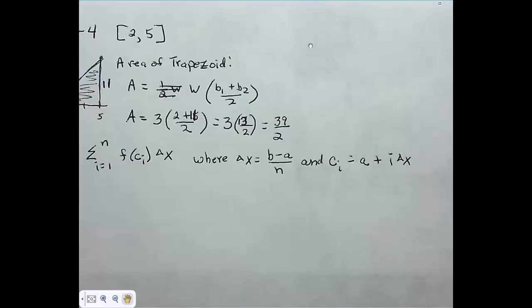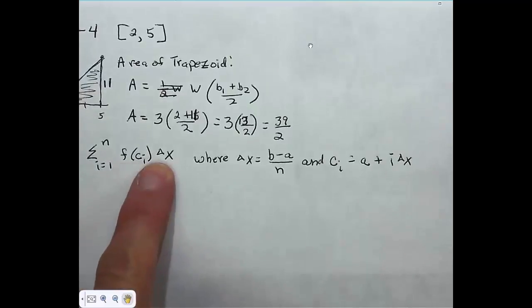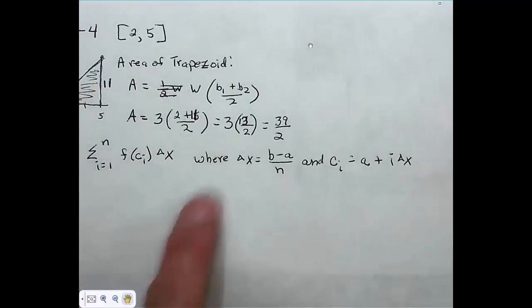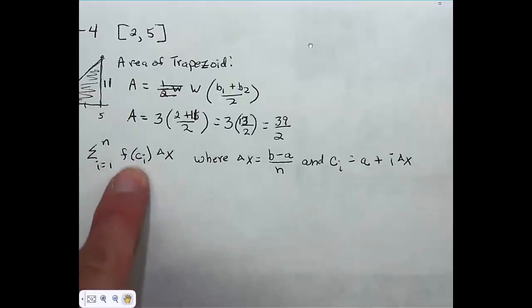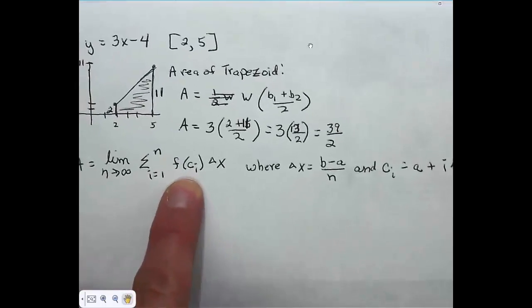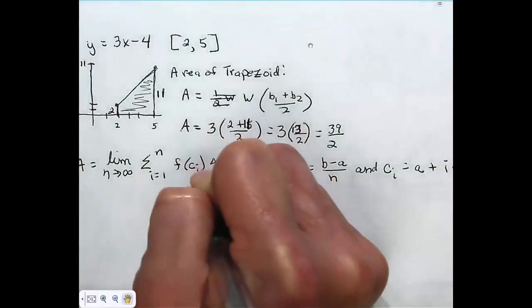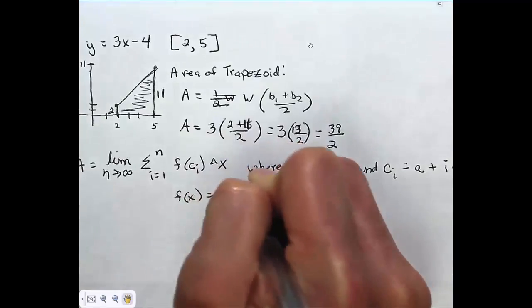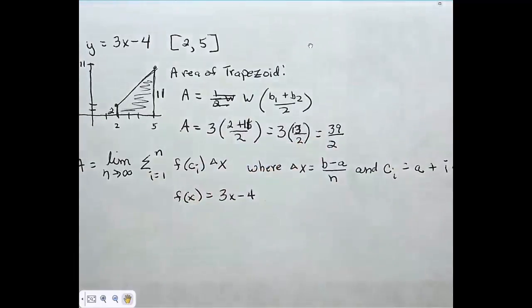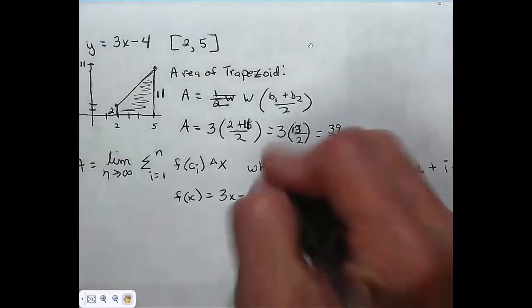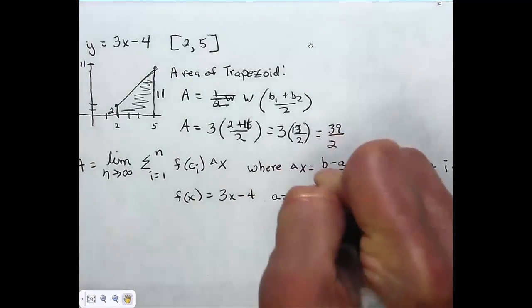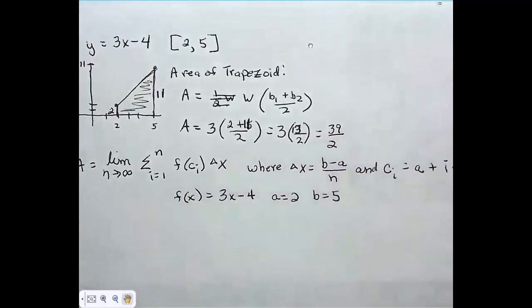What's my function? This f of c sub i, what's the function that I'm trying to find the area under? All right, so f of x equals 3x minus 4. That's the function. And what's my a and b? The 2 and 5, the endpoints. A is 2 and b equals 5.